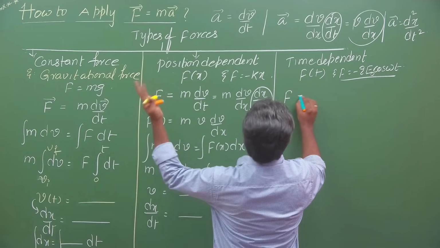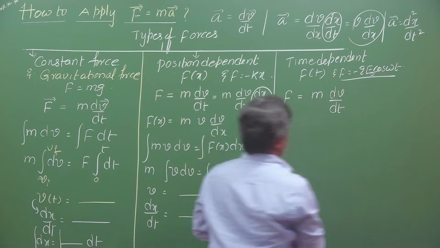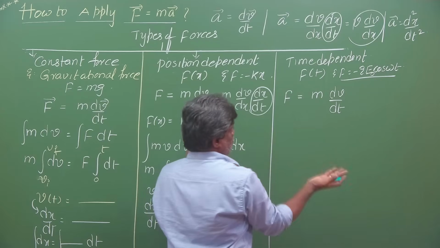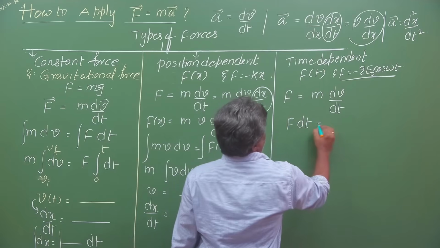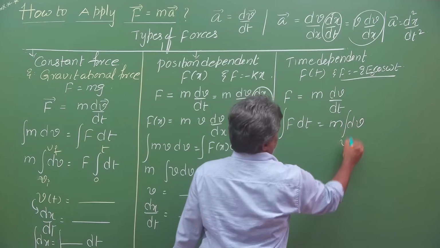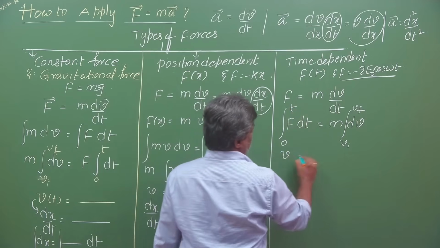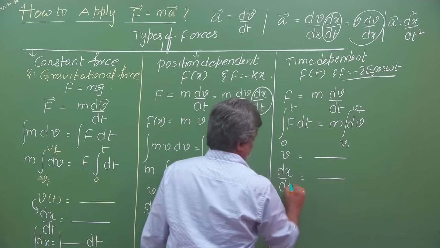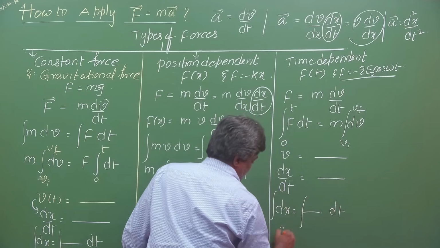Now F equal to m dv by dt. So what will you do? Just cross multiply, nothing else. F dt equal to m dv, integral v initial to v final, 0 to t. What will you get? v. Once you got v, what will you find? dx by dt. And from this, dx is equal to something dt, and as usual x equal to something.